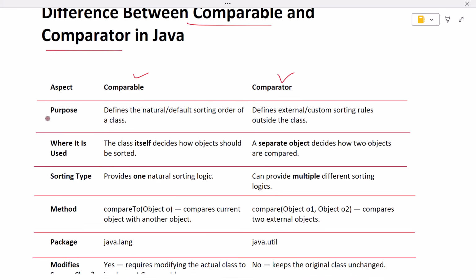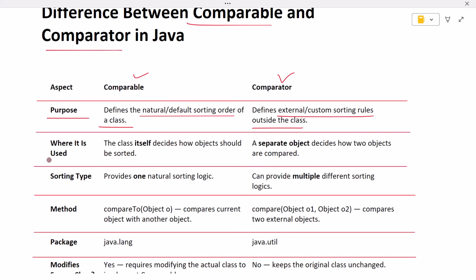1. Purpose. Comparable defines the natural or default sorting order of a class. This means the class itself decides how its objects should be sorted. Comparator defines external sorting logic that exists outside the class. It is used when you want custom sorting rules without touching the original class.